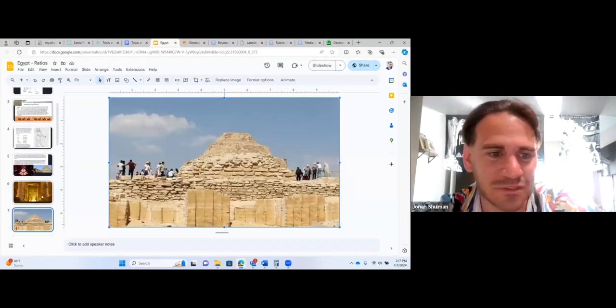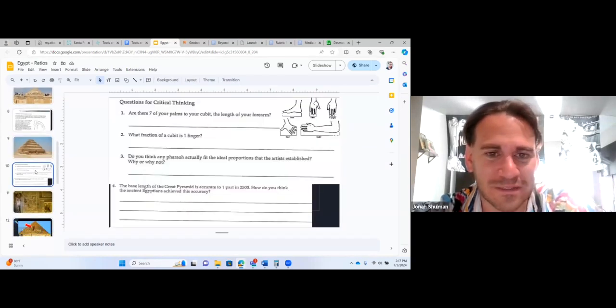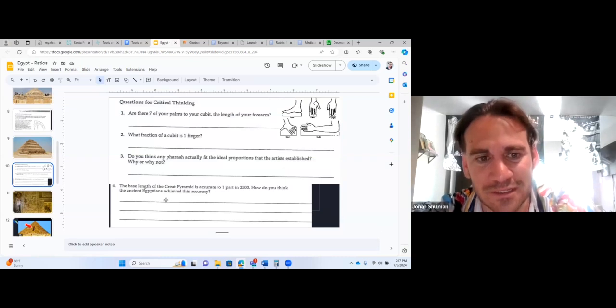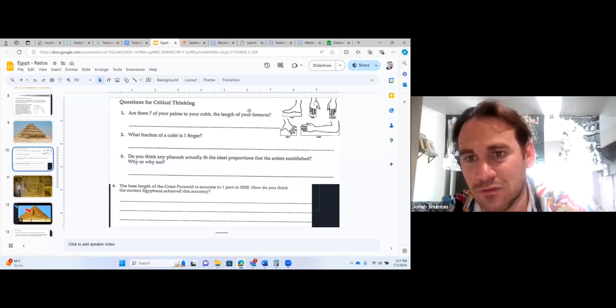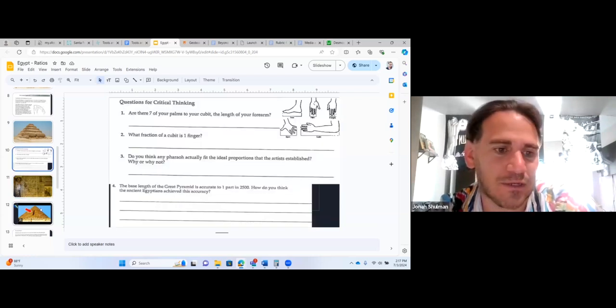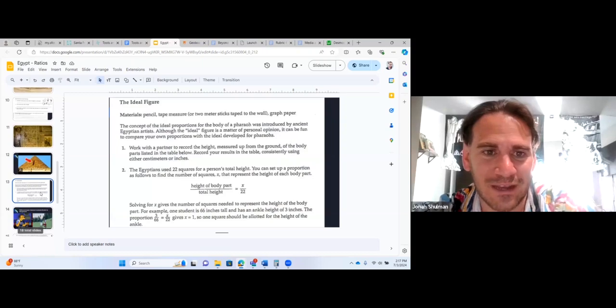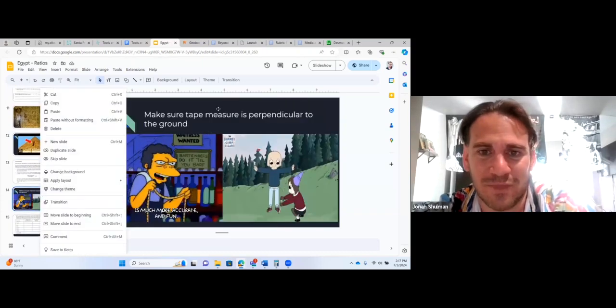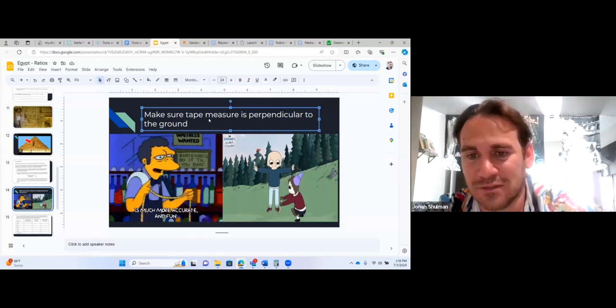This is the actual temple it's referencing, all the coordinates, and then they get to answer the critical thinking questions. What fraction of a cubit is 1 finger? Are there 7 palms to your cubit? So are there 7 of these to go from your elbow to the tip of your middle finger? And how were they so accurate? And then you get to show them a video about how the pyramids were made, and then make sure the tape measure is perpendicular to the ground, using what?